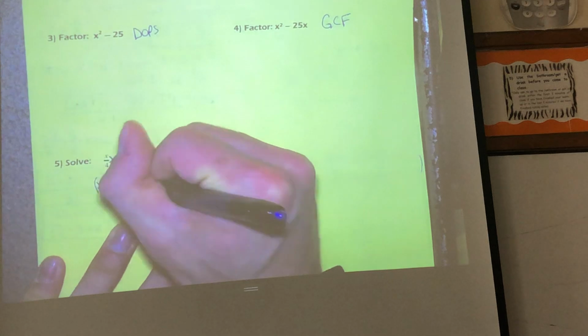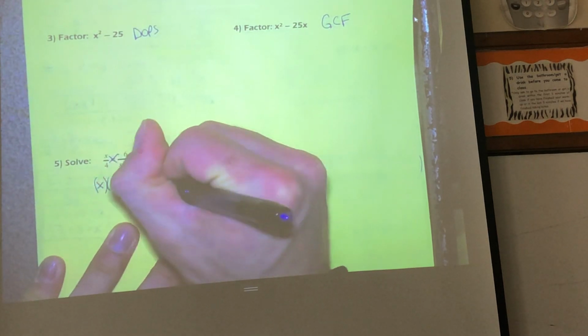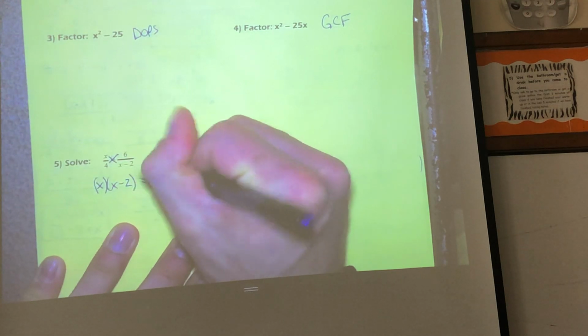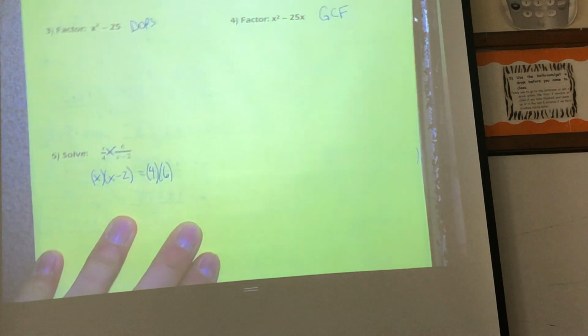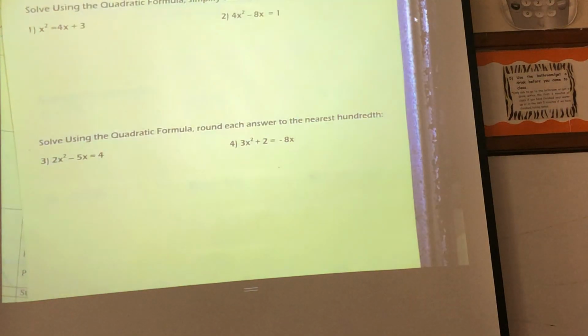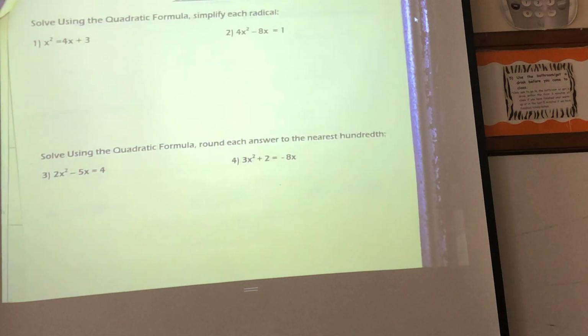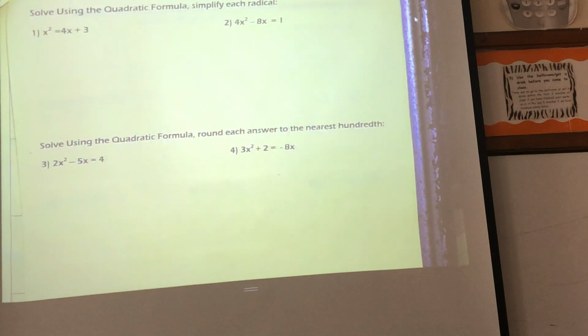So make sure you finish up these 5, in addition to what we don't finish in our lesson. Okay, please take a look at the next page. We're going to continue our discussion with the quadratic formula. Once again, we use the quadratic formula if we have a non-factorable quadratic or if we just like the method.